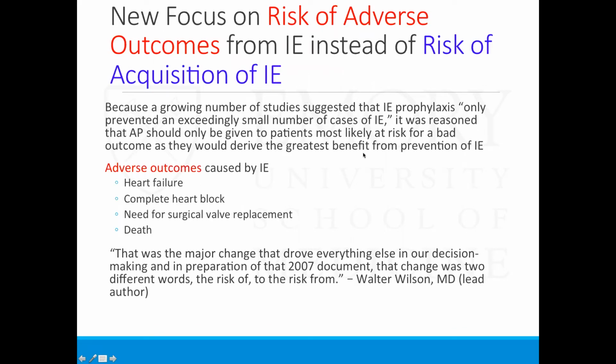So part of the paradigm shift for the 2007 guidelines was really focusing more on those at highest risk of adverse outcomes from infective endocarditis, instead of those at higher risk of getting infective endocarditis. And this was because, like mentioned previously, there was really no good evidence that showed that prophylaxis was preventing cases of infective endocarditis, only a very, very small number. So the authors reasoned that the antibiotic prophylaxis should only be given to patients who are most likely at risk for bad outcomes.